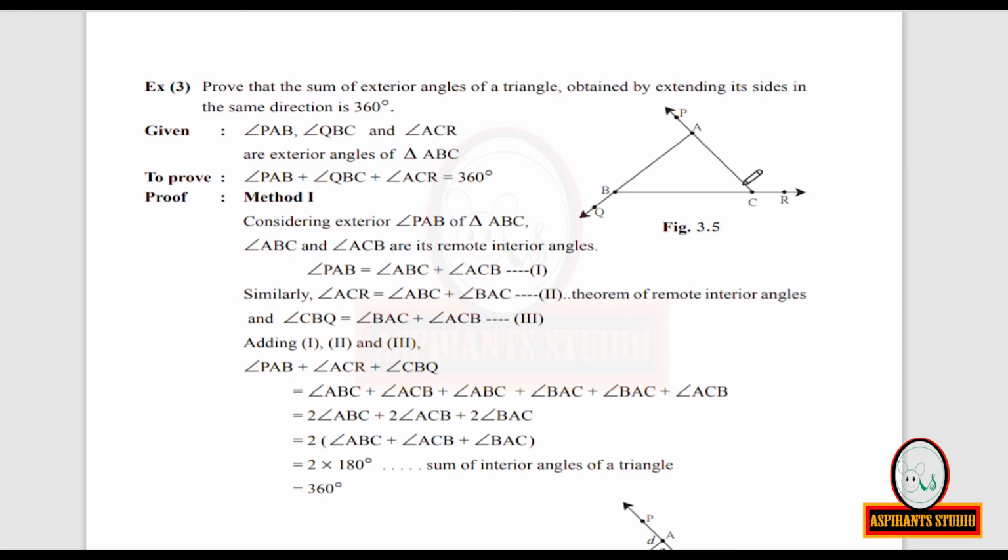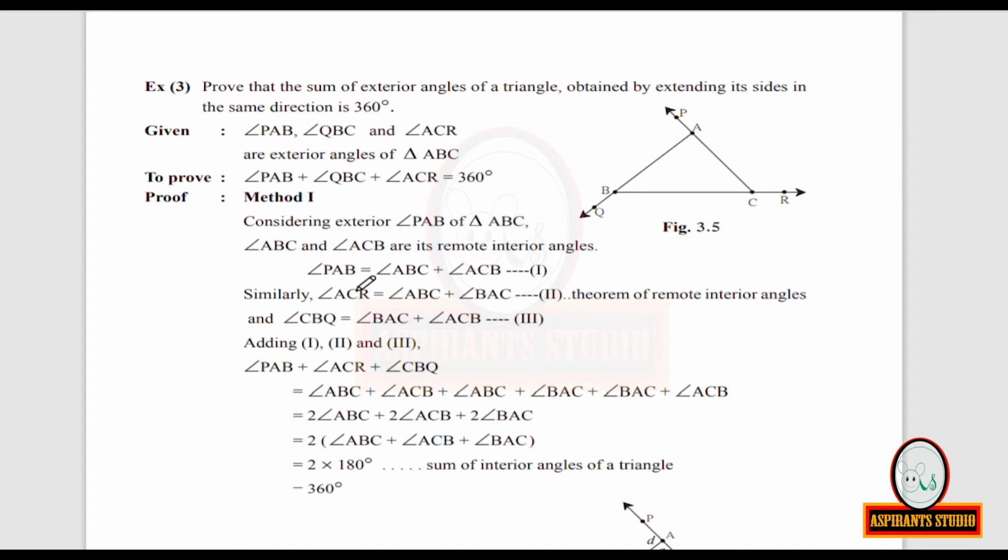Look at triangle ABC. You can see angle ABC and angle ACB are the remote interior angles when you are considering the exterior angle to be angle PAB. When you are taking the exterior angle as angle PAB, the remote interior angles will be angle ABC and angle ACB. Now, you know the theorem of remote interior angles. So we can apply that.